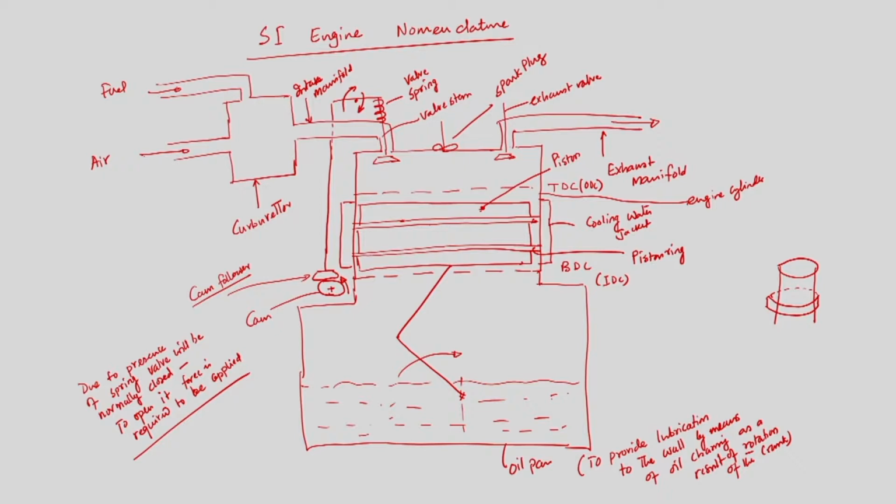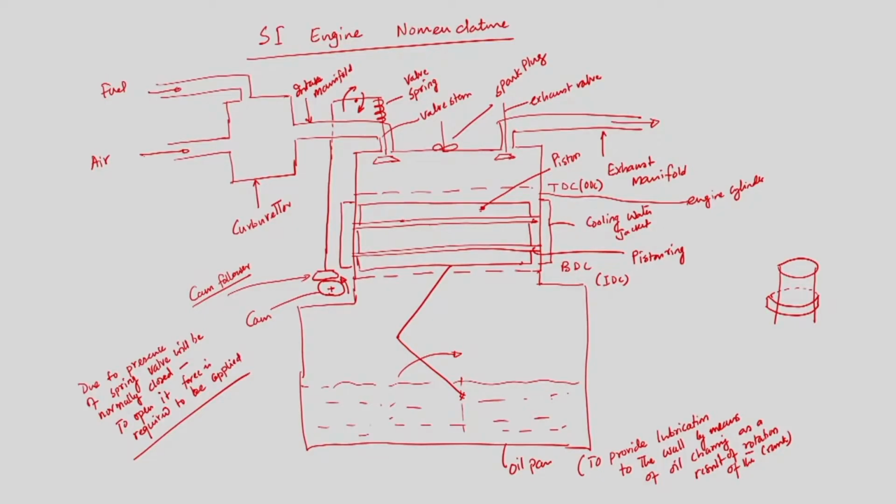So what are the 4-stroke and 2-stroke engines? I am not going to discuss the CI engine nomenclature separately. It will be the same, except that instead of a spark plug there will be a fuel injector through which fuel will be injected into the cylinder, and there won't be a carburetor because air will be taken into the cylinder through the intake manifold. So this is all about the nomenclature of SI engine and CI engine.